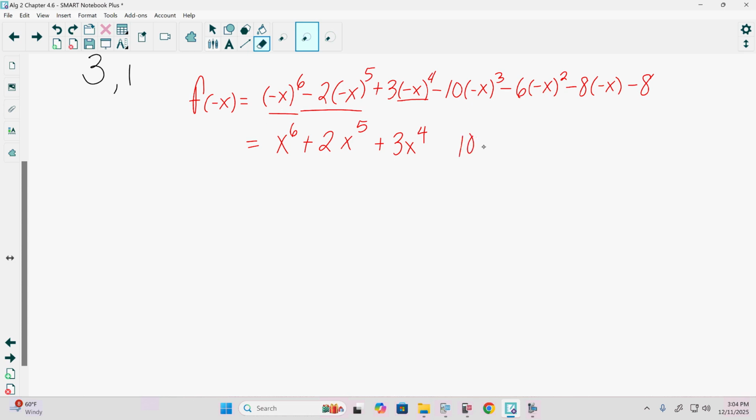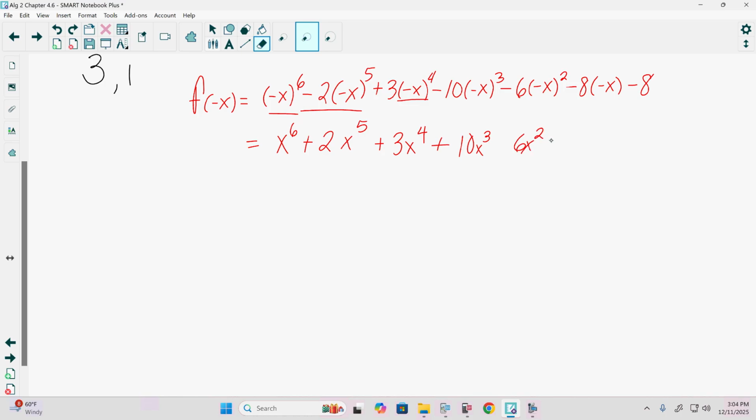Our next one, we are still going to have 10x cubed because we don't have a number inside with that x besides negative 1. But because that exponent's odd, that sign in front of 10 is going to have to change from negative to positive.